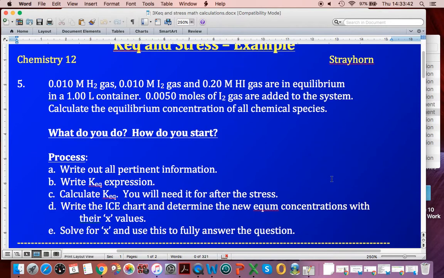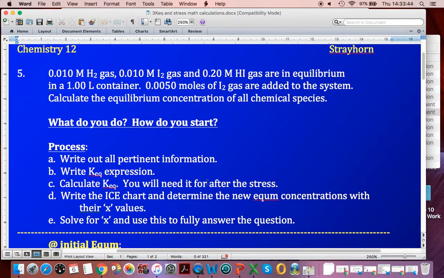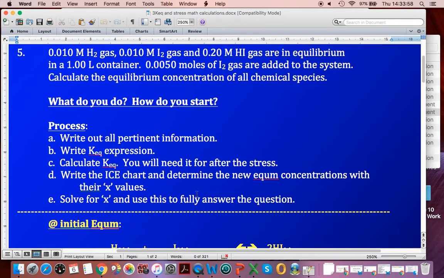So it reminds you, it says write out all pertinent information. So information that the question's trying to give you. As usual, we want to write a Keq expression, and the big thing is knowing whether or not to write out an ICE chart. In this case, we're going to need an ICE chart. And we're going to have to solve for x.